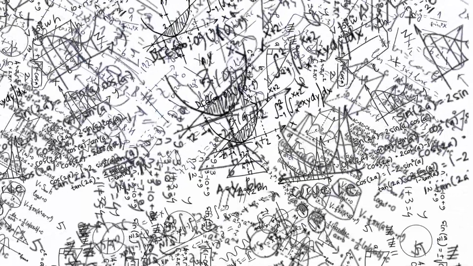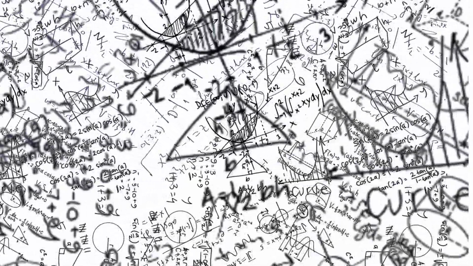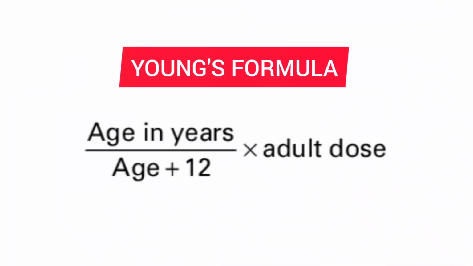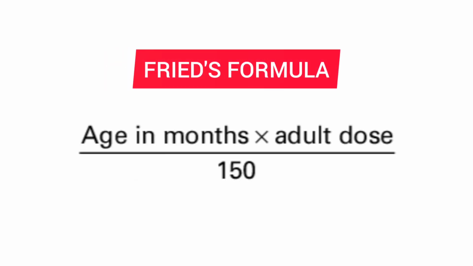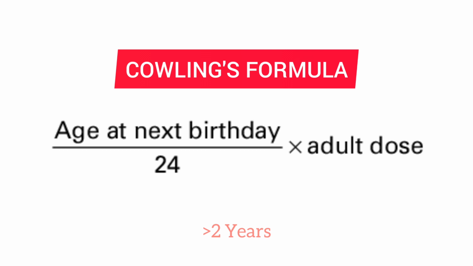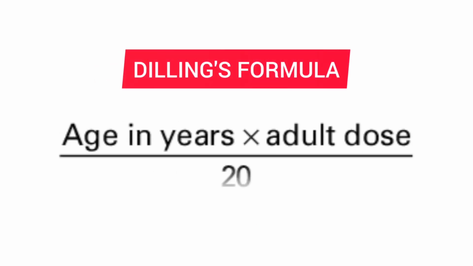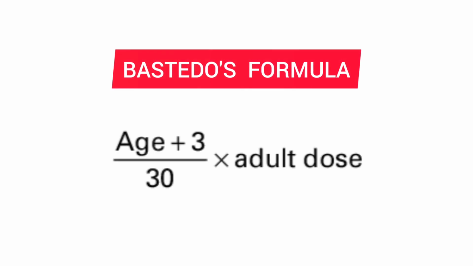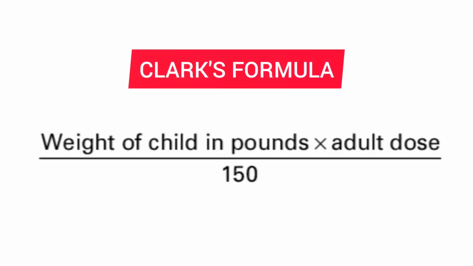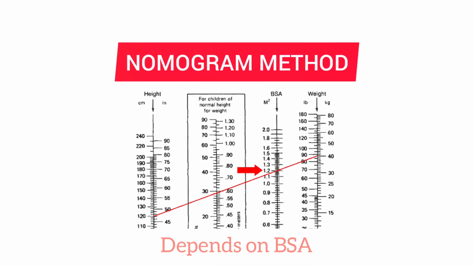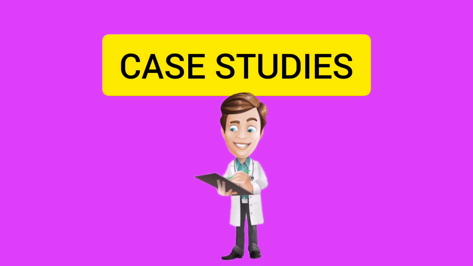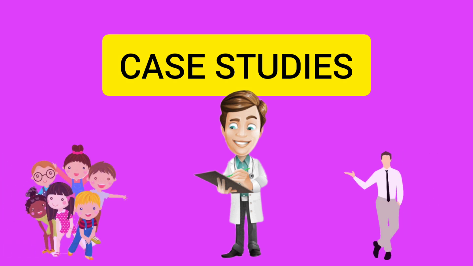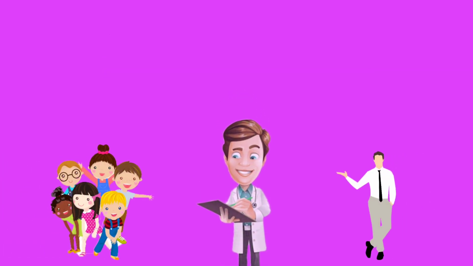The formulas which were mentioned for the above methods are as follows. Young's formula, applicable for 1 to 12 years. Freed's formula, applicable for kids with less than 1 year. Cowling's formula, applicable for kids greater than or equal to 2 years. Dilling's formula, Bastedo's formula, Clark's formula, nomogram method. Now, we'll see several case studies which represent the calculation of pediatric dose from adult dose.